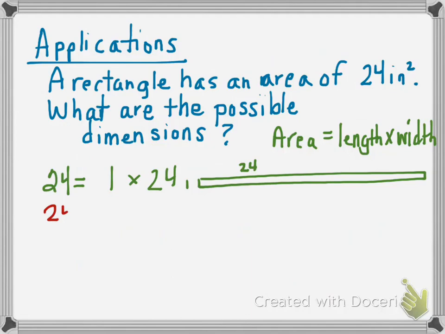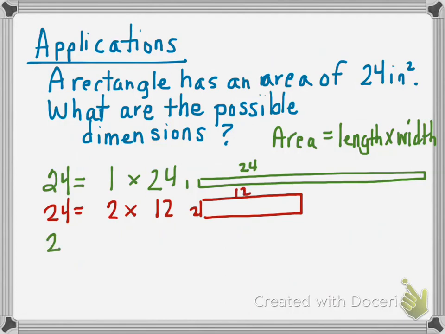What's another possible factor of 24? And go through your divisibility list. Does 2 work? It sure does. 2 times 12. That rectangle would look like this. Much shorter, but twice as wide. 2 wide, 12 deep. Okay? What's another factor of 24? Go right up your list. Does 3 work? It does. 3 times 8. So this rectangle, again, just a little bit wider and a little bit shorter on the length. 3 by 8.